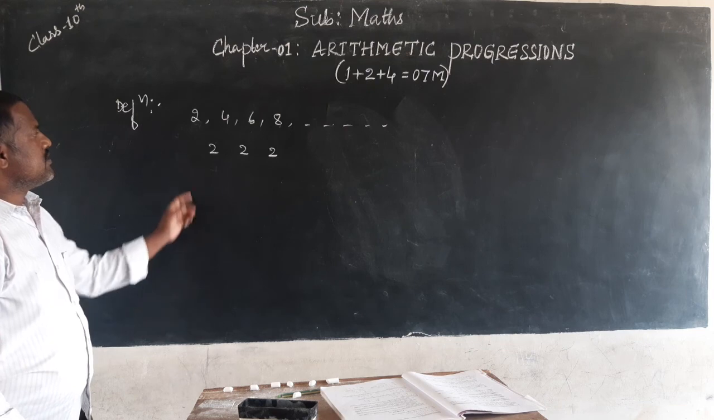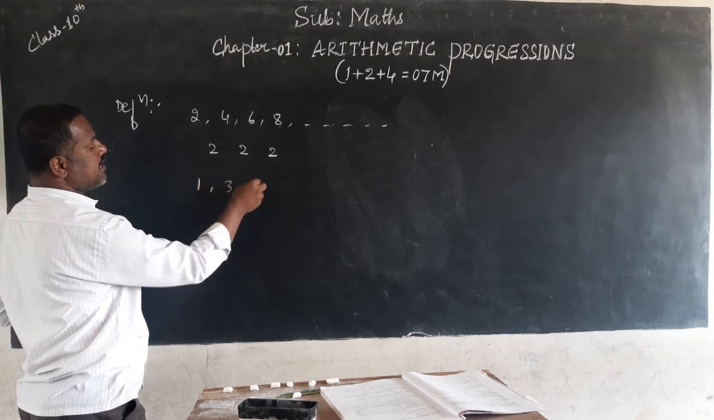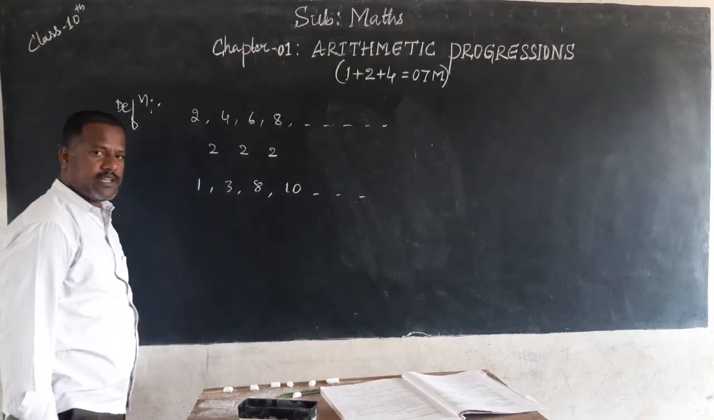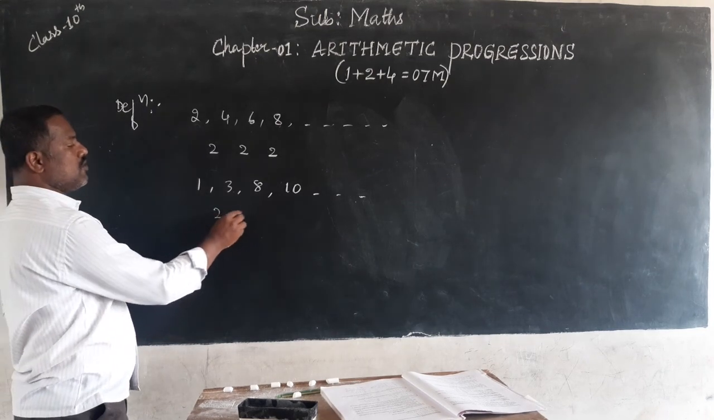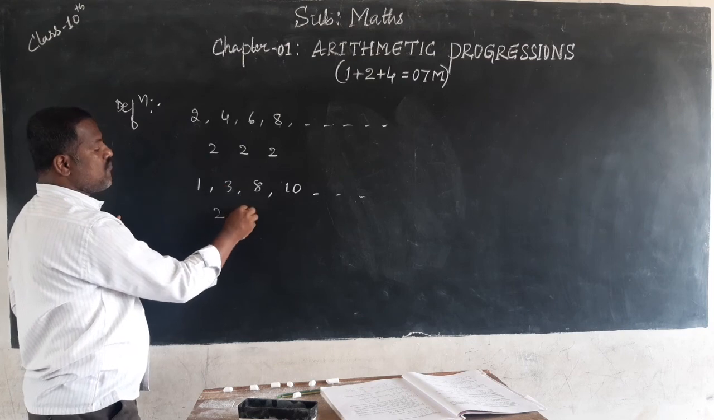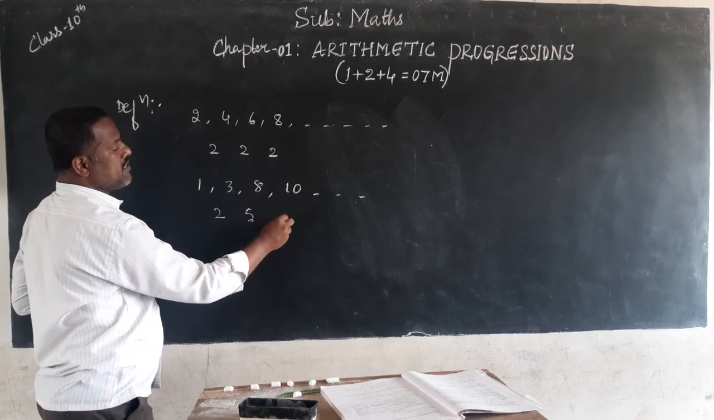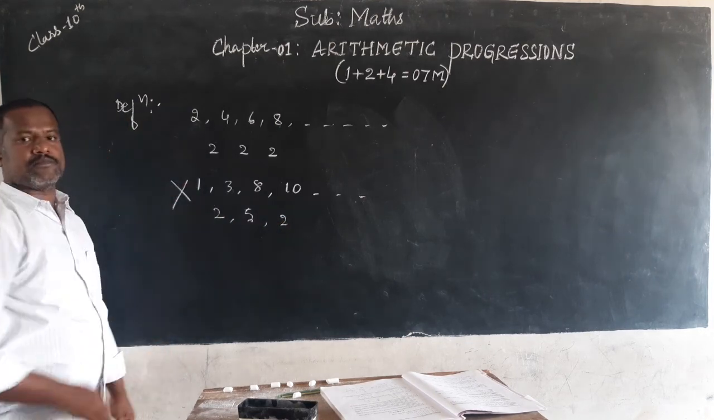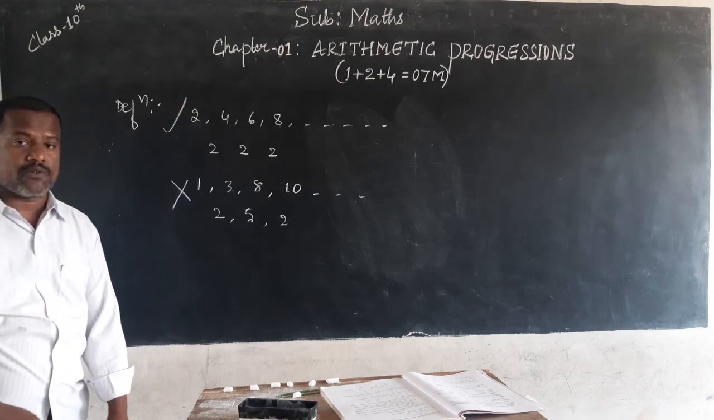See students, if I take another example, say for example 1, 3, 8, 10 ... here the difference between the second number and the first number is 2. The difference between the third number and the second number is 5. The difference between the fourth number and the third number is 2. So this is not an arithmetic progression. The earlier one we can say is an arithmetic progression.